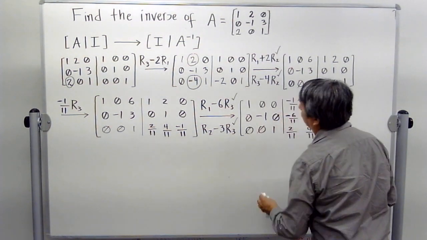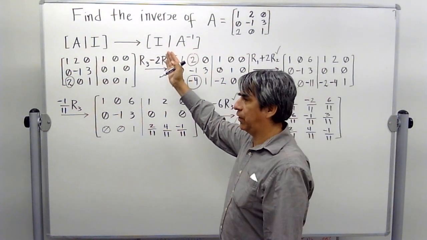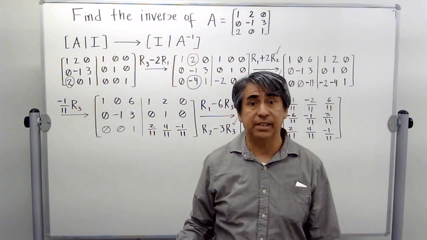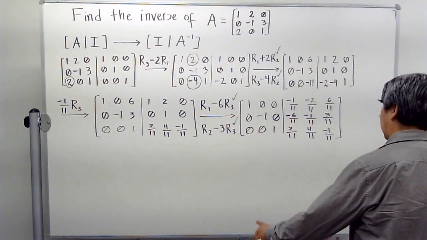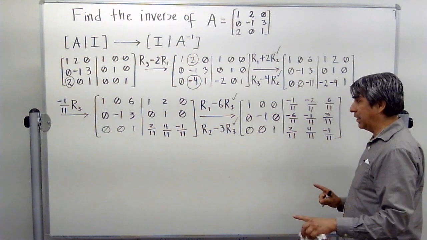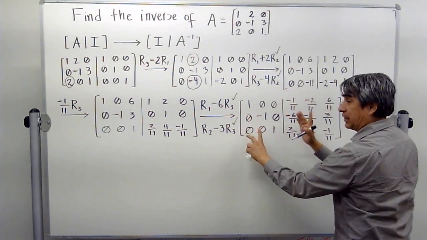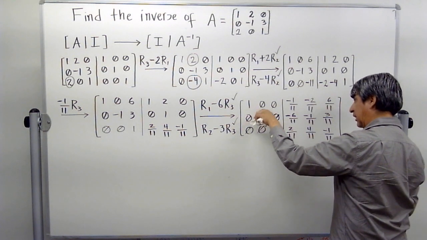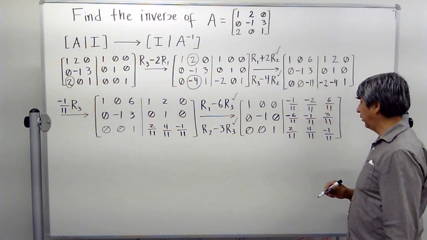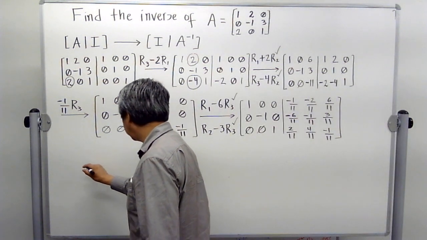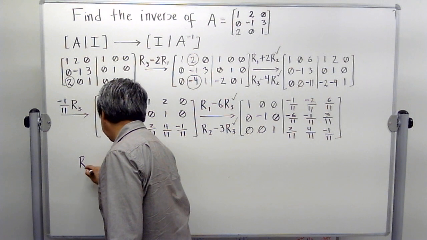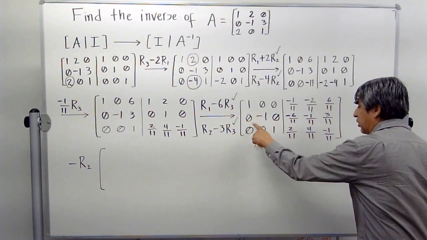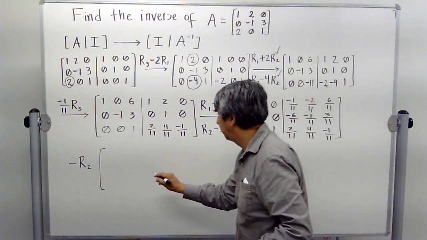Remember what we are after. We're after the augmented matrix whose first block is I and whose second block is the inverse of A we're looking for. We're just one step away from obtaining that. Notice that our first block is not I yet. We need a 1, not a negative 1. So to repair that, let's multiply row 2 by negative 1. Negative of row 2, so the signs change. That becomes 0, 1, 0.